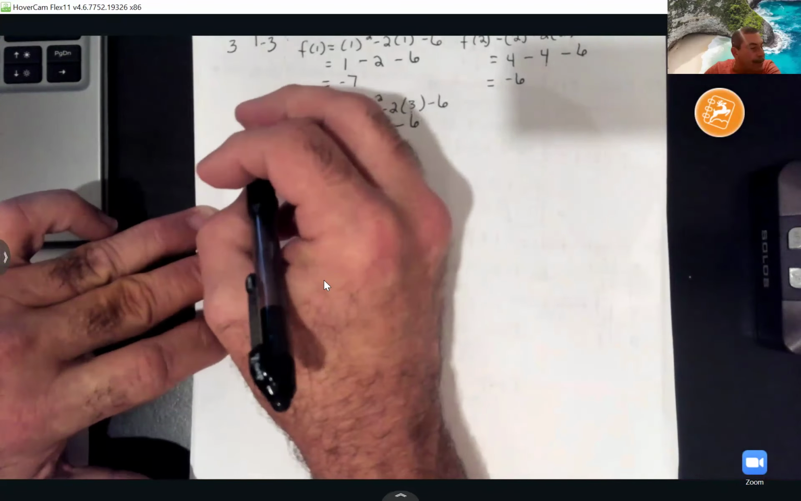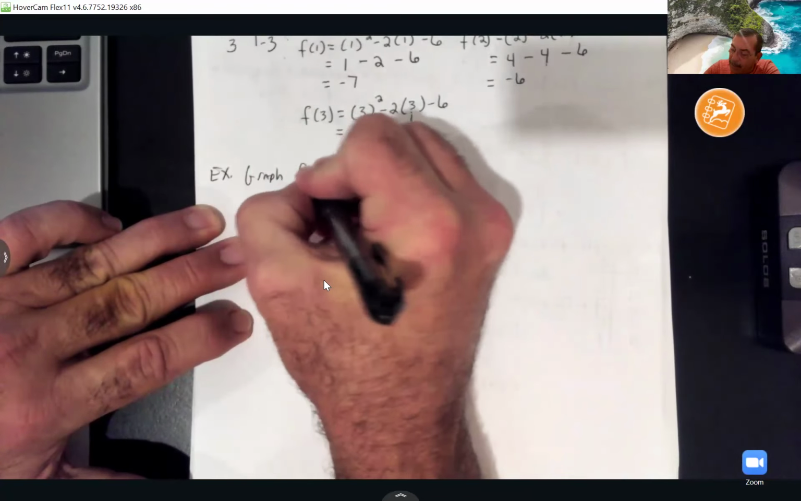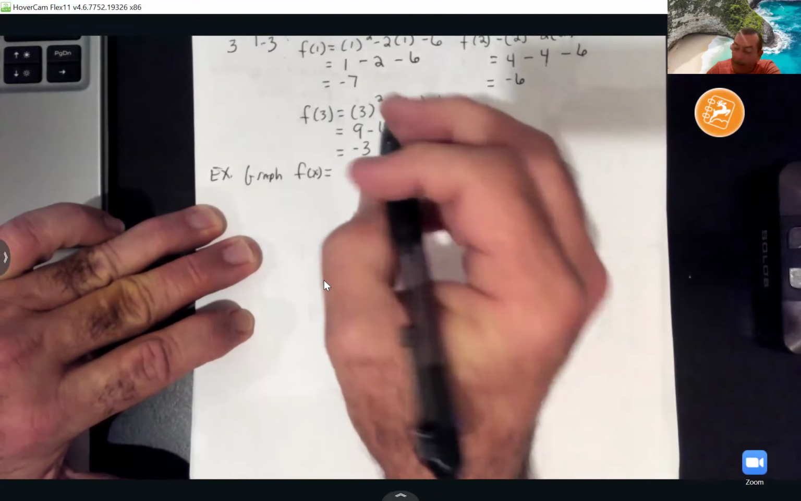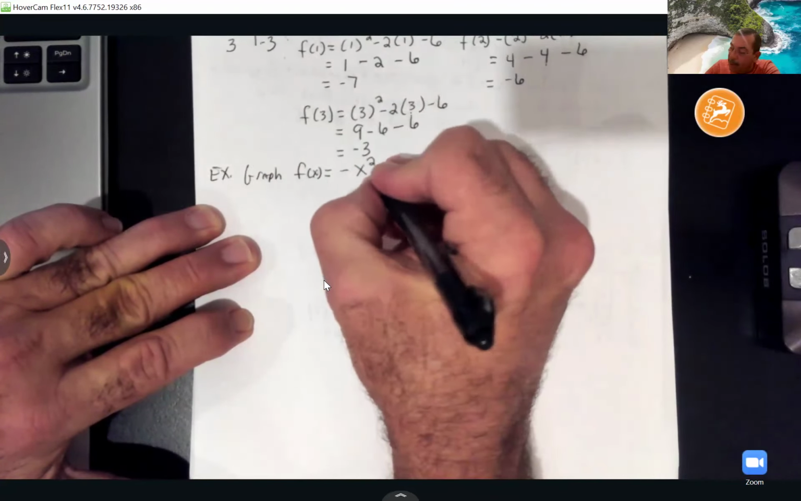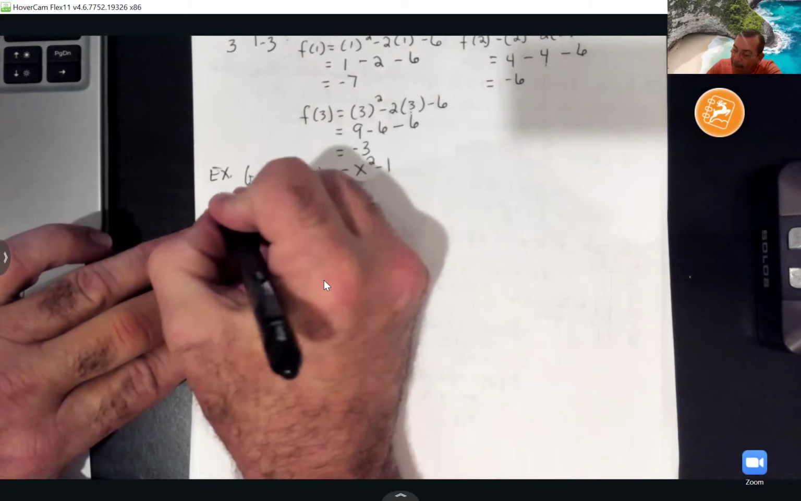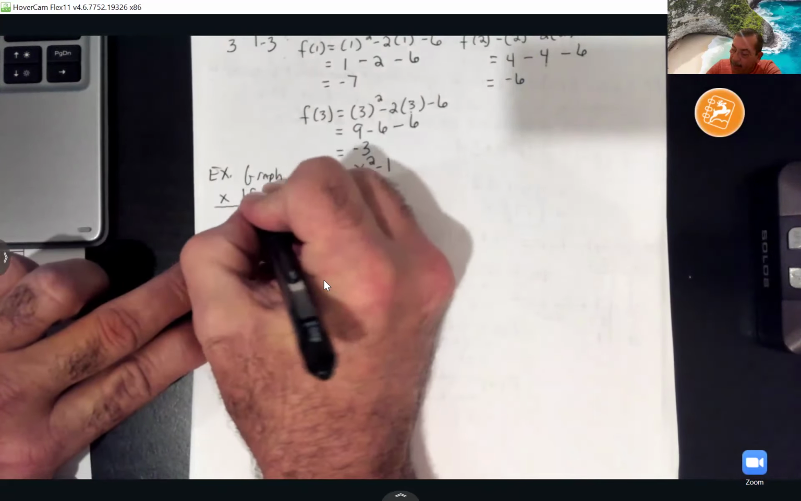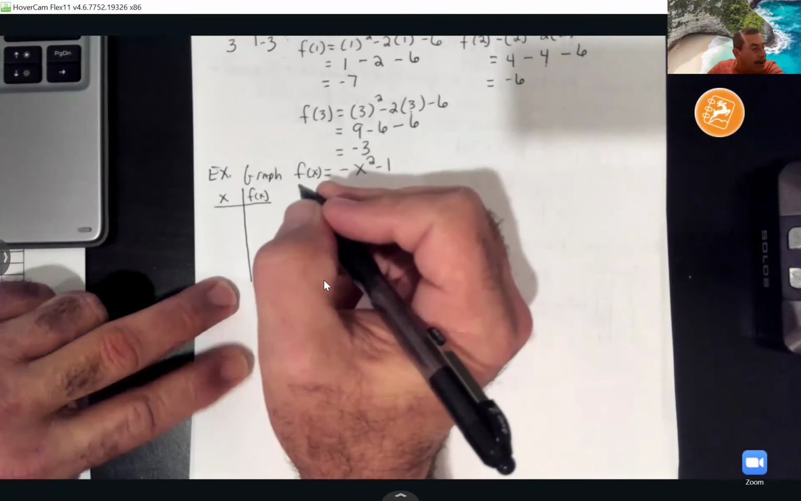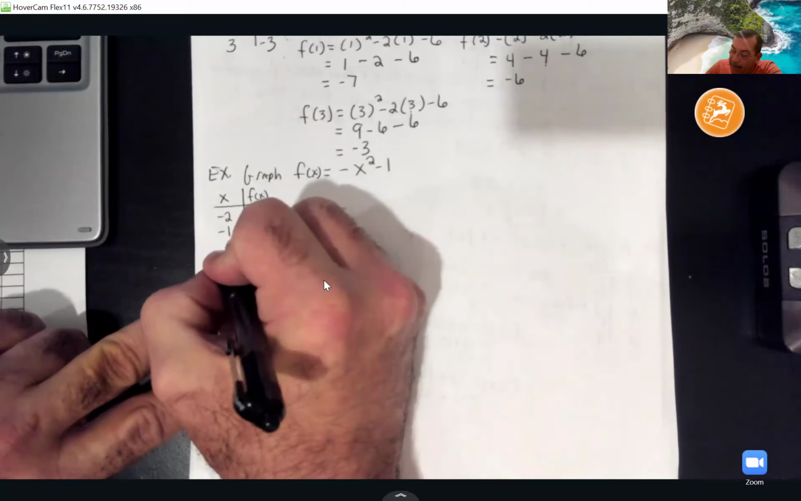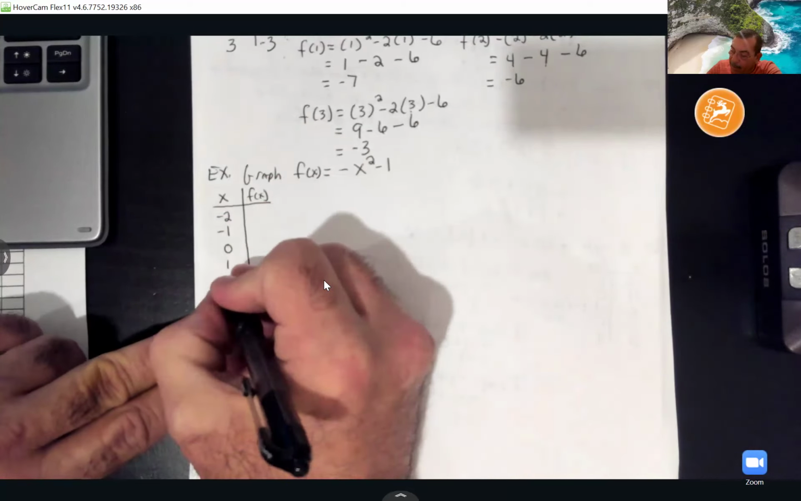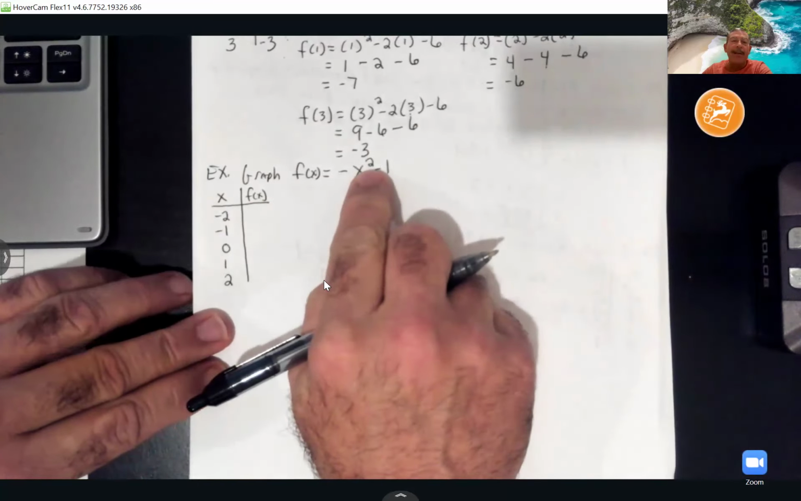Now, y'all, this one we're given f of x equals negative x squared minus 1. And then let's see what numbers they're giving us. So -2, -1, 0, 1, and 2. Now remember, that's another x squared graph.